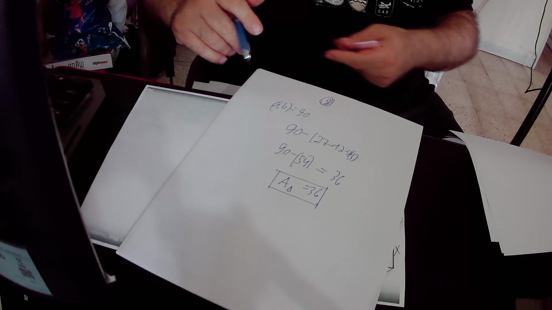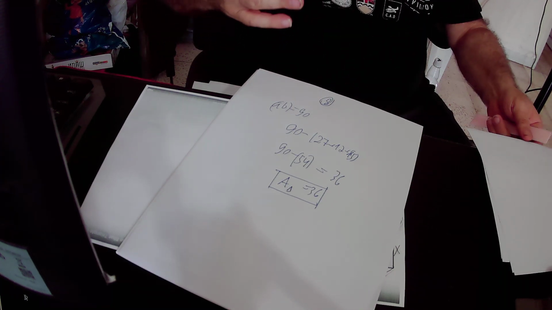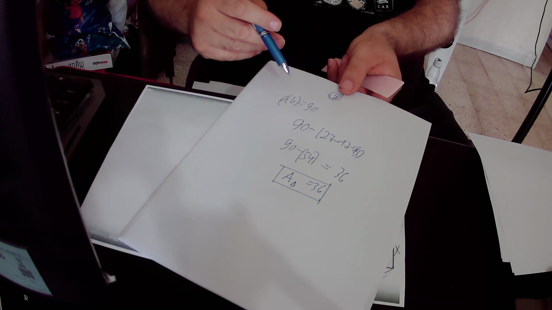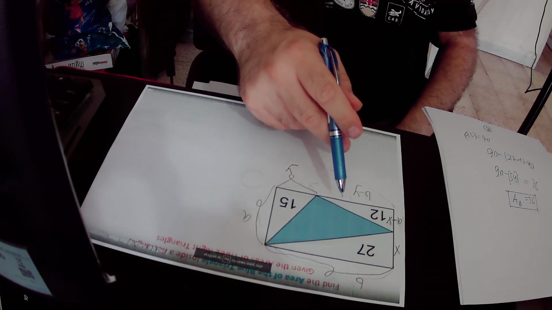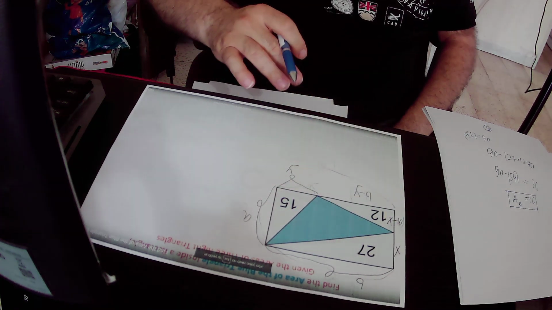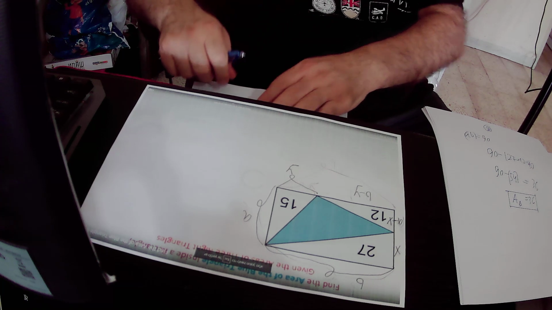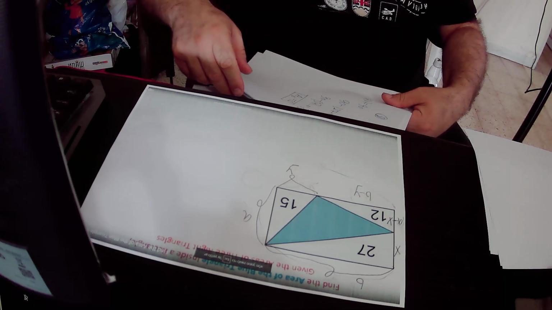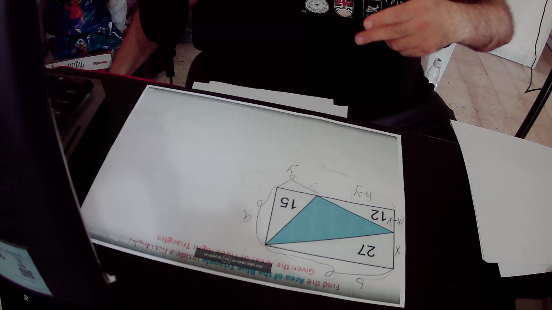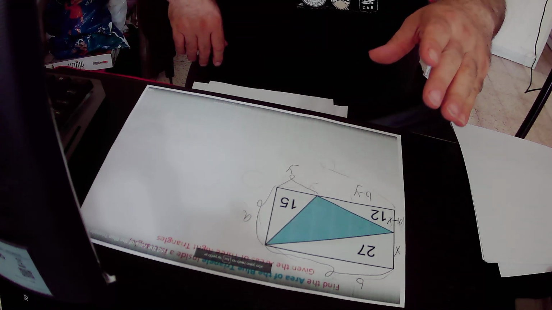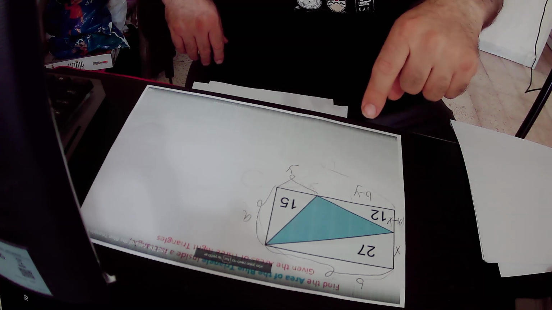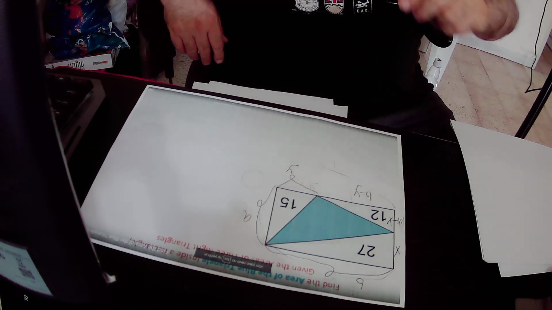Okay, we subtracted from the area of the rectangle the sum of the areas of the three right triangles, and we actually got the area of the blue triangle. Okay, so now I'll summarize the lecture. We wanted to find the area of the blue triangle, and as I already told you, it equals the area of the rectangle minus the sum of the areas of the three right triangles.